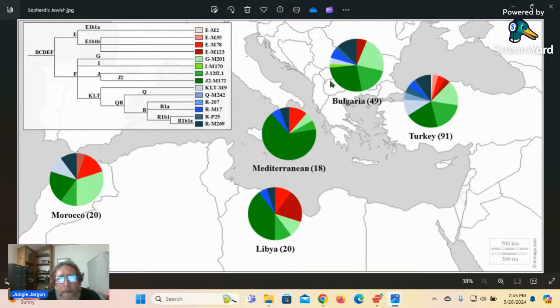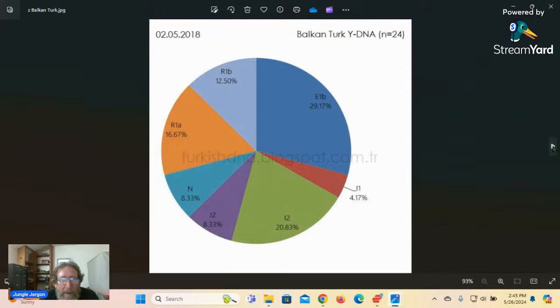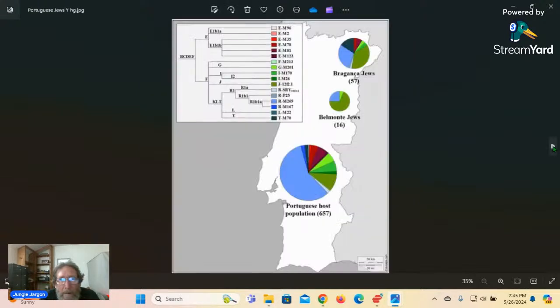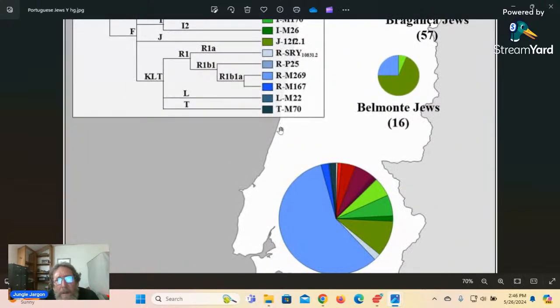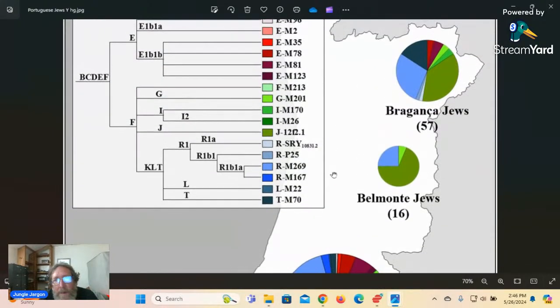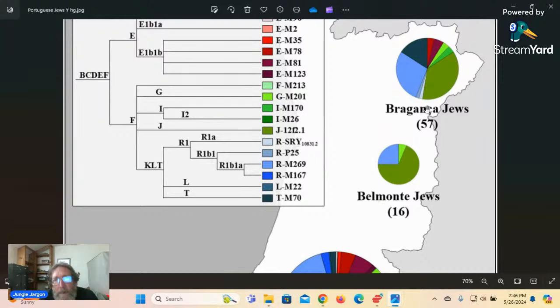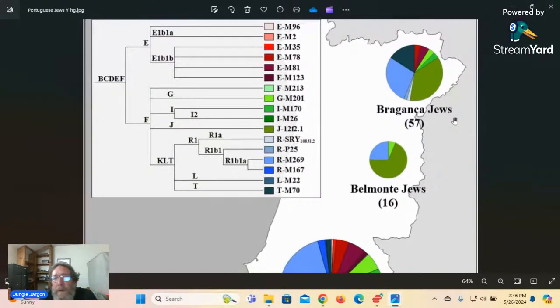So, there's no T here. The only place there's a T is in Portugal, in the Jewish population, and not even all the populations. There's Balkan Turk. Here's a Portuguese Y haplogroup. Okay. So there's a T here. This T is in one group of a Portuguese Jewish population. They call it the Bragança Jews. In Bragança. But the Belmonte Jews don't have any T, and they have more J2, as you see.